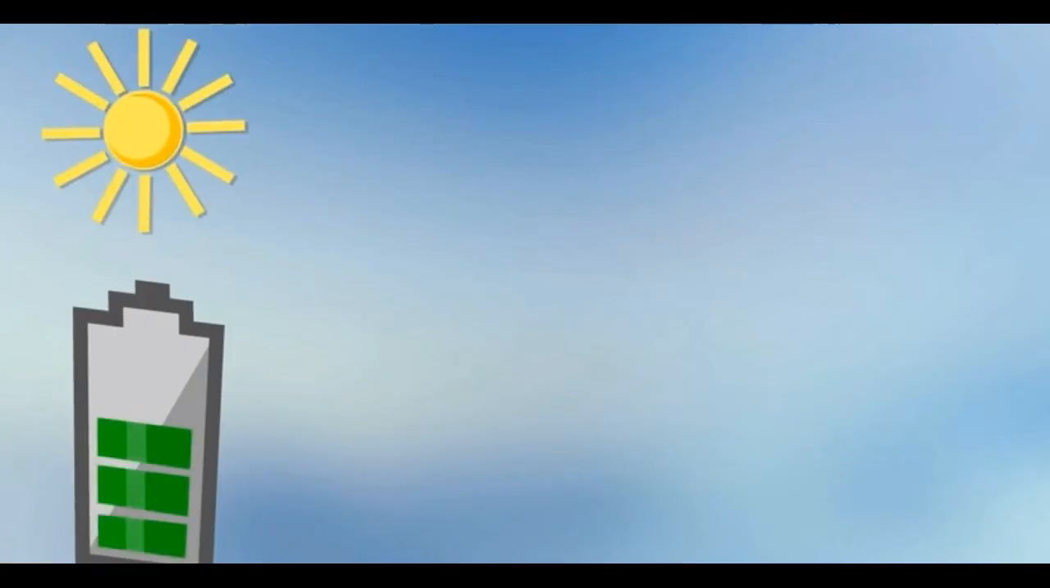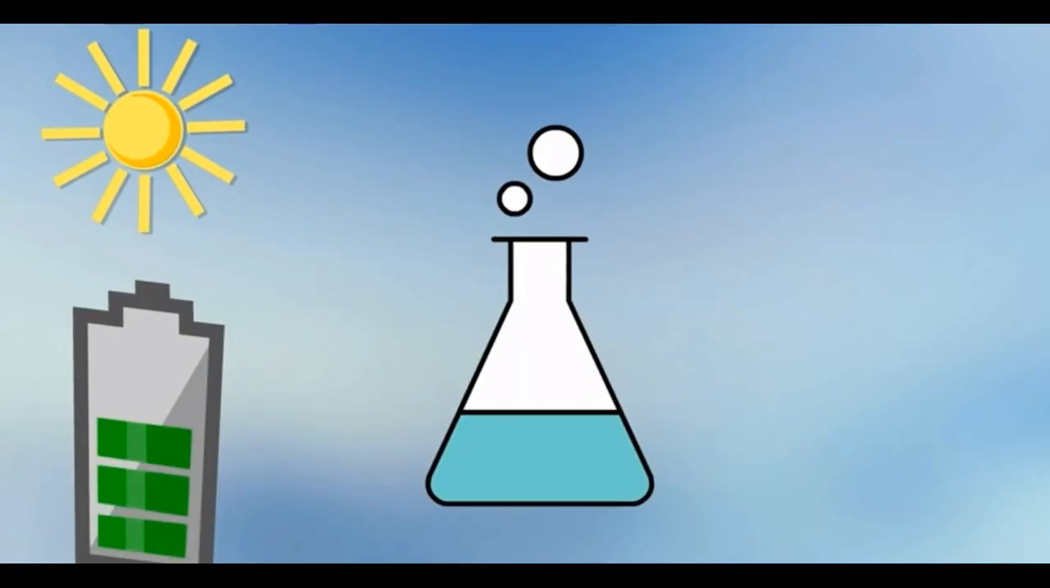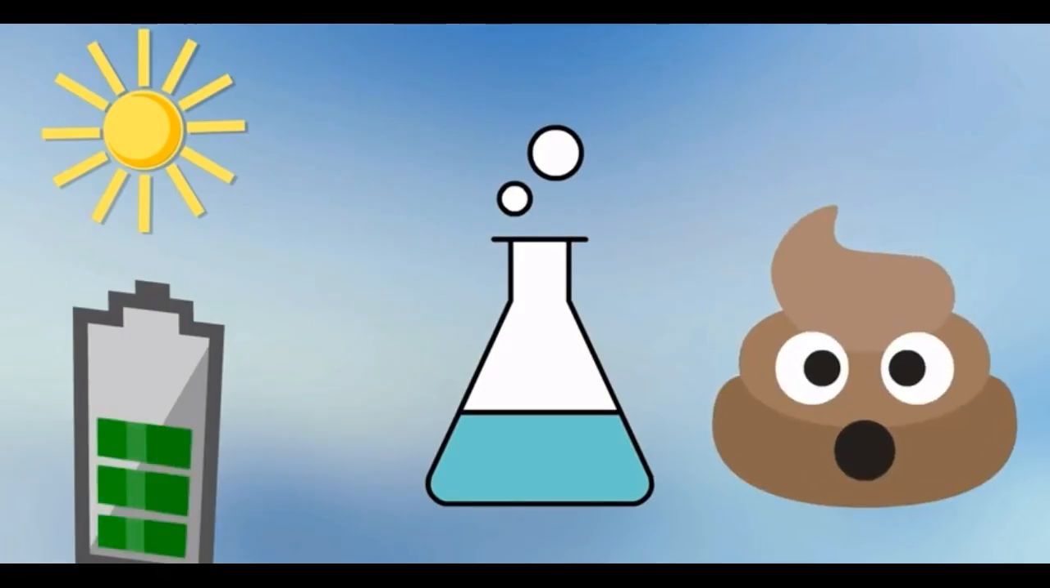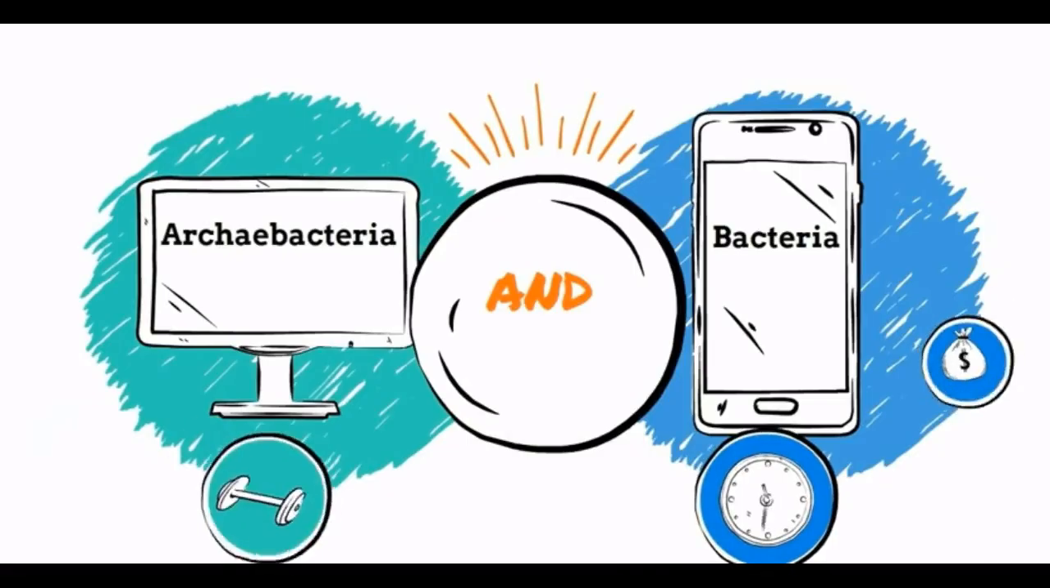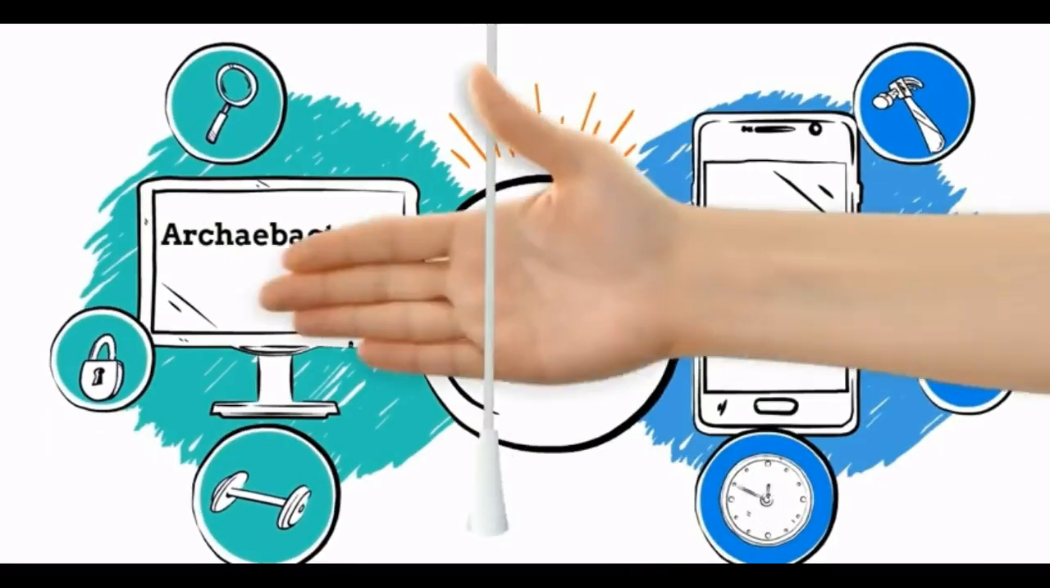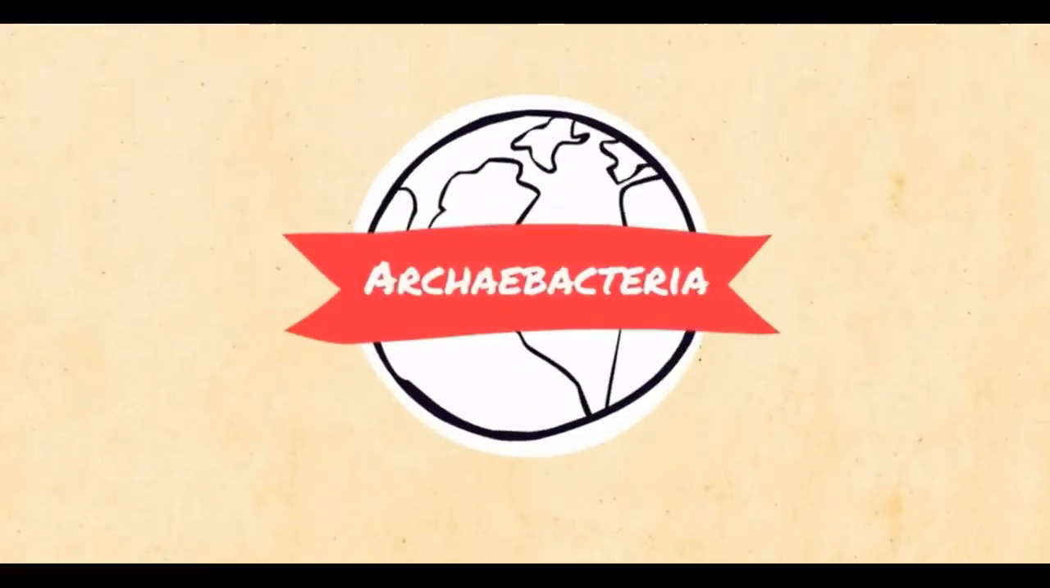Bacteria get their energy from many sources. Some get their energy from the sun. Others get their energy from chemicals like CO2, while others break down organic material. This kingdom is divided into 2 groups, archaea and bacteria. Those are both prokaryotes.